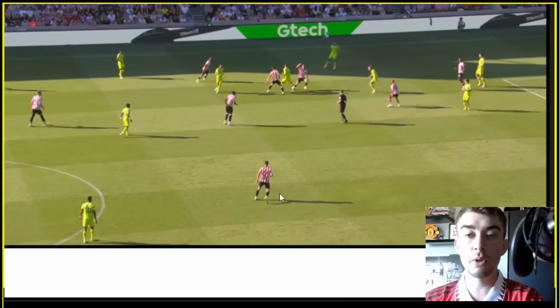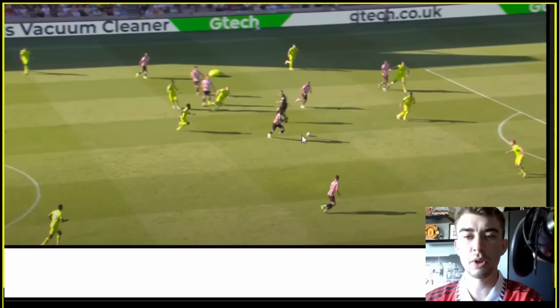So the first goal comes from here. Manchester United have a throw in deep in their own half on the right hand side, and the ball comes in here to Ronaldo. And who is it that wins the ball back? That's right, it is Jensen, and we're going to see that the ball sort of ricochets across over here.